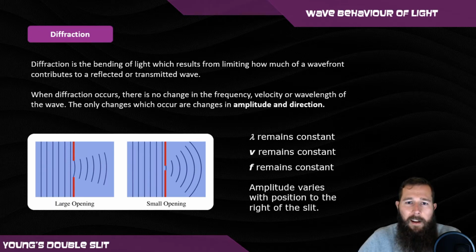When we're talking about light, that small gap or the small opening needs to be in the order of magnitude of the wavelength of light. That's why it's very difficult to observe diffraction just in day-to-day life, because the opening needs to be really small. So diffraction occurs in waves and the wavelength remains constant, the speed remains constant, frequency is constant. However, what changes is the amplitude of the wave after it passes the gap.